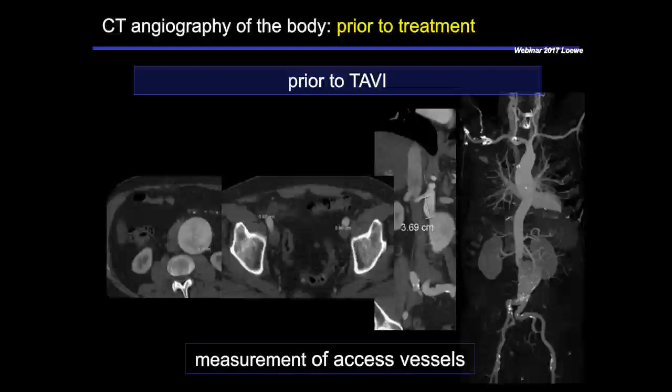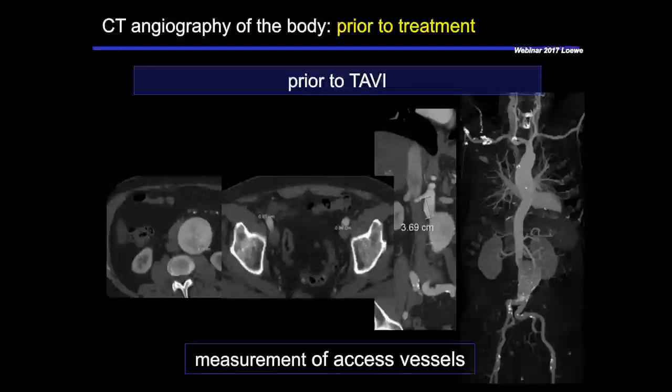So by all this innovation going on in the treatment of the so-called structural heart disease, CT plays an increasing role, and we are really mandatory, so we have to optimize our protocol, we have to optimize our radiation exposure, we have to optimize our contrast material administration, because we play such an important role in the management of these cardiac patients.